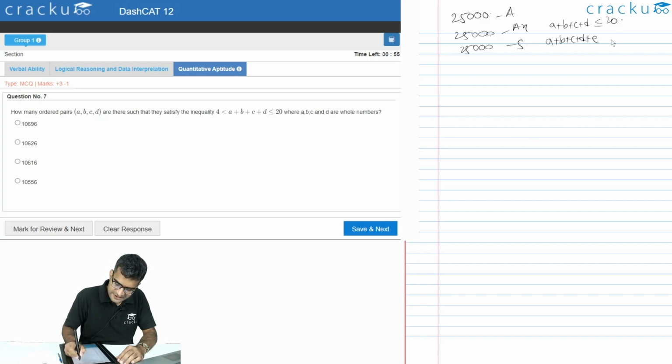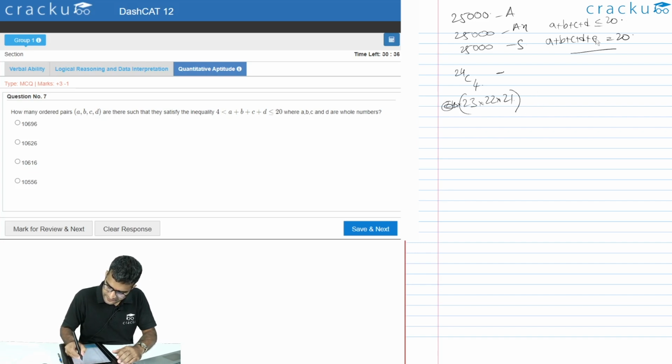P plus E is equal to 20. How many are there for this? This is 24C4. We'll have to subtract some. What is 24C4? This is 24 into 23 into 22 into 21 divided by 24. From this, we have to subtract some.